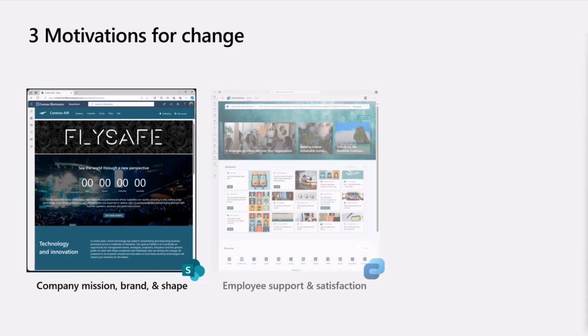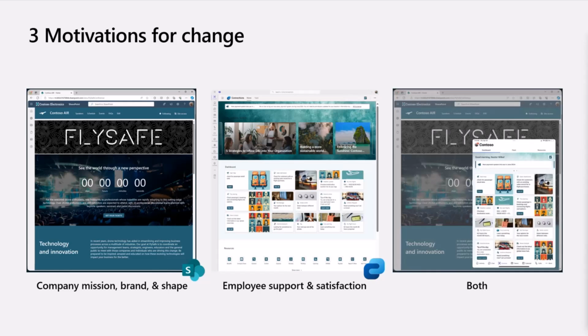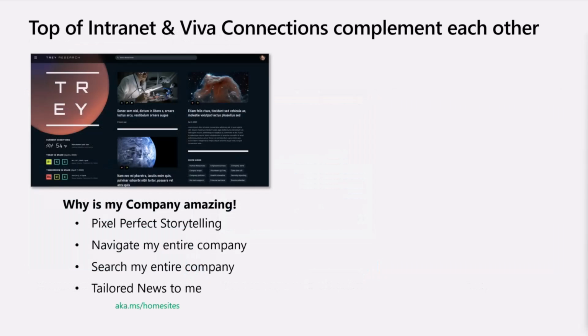And then Viva Connections is really the employee support and satisfaction. So using any device, I can easily access the relevant applications which are available based on my business requirements. So really targeted for my role and my division and my team. And obviously combining them both makes a lot of sense. And where it really makes sense is more on the following slides.